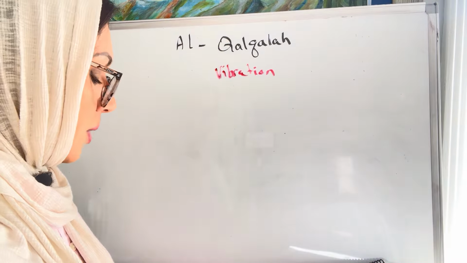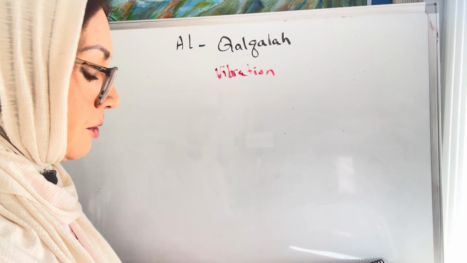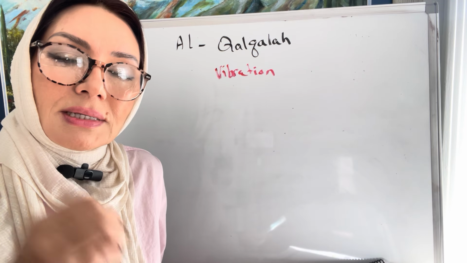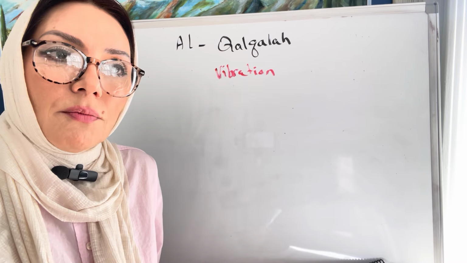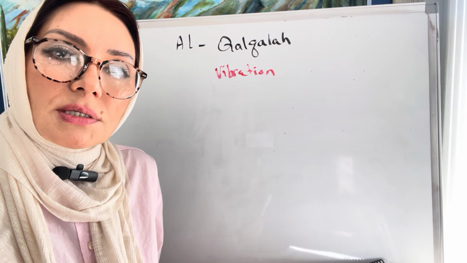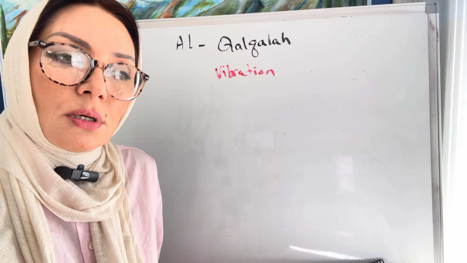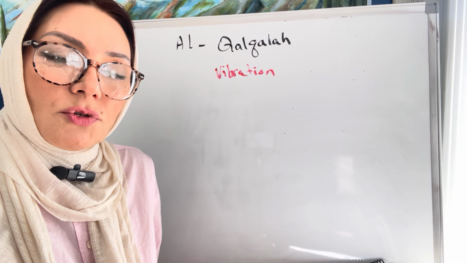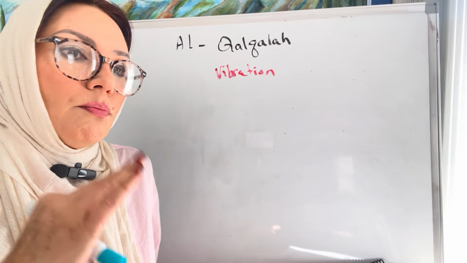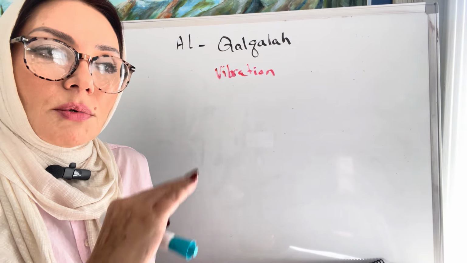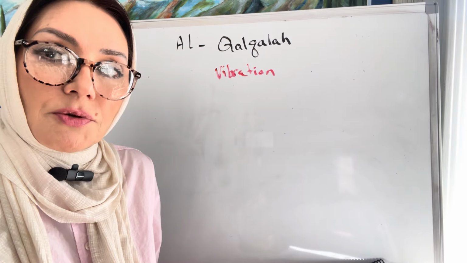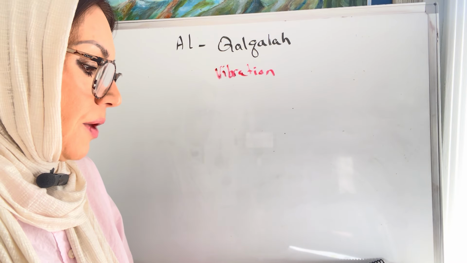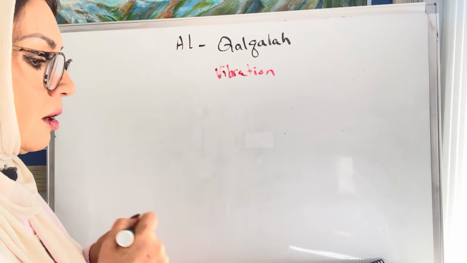We have 1, 2, 3, 4, 5. There are 5 letters that consist of qalqala. So anytime we come across these 5 letters, we know right away that these are qalqala letters, and then we have to do one of 3 things. I'll be talking about the 3 different types of qalqala that we have. But first, let's write the 5 letters that apply to qalqala.